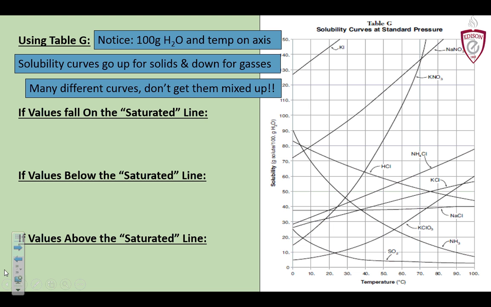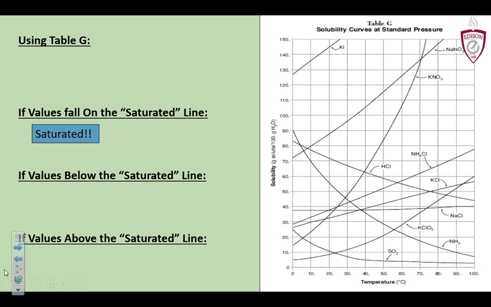Okay, let's look at how to use and interpret this chart. If you're given a problem and the value falls exactly on the line of interest, we call that saturated, because these are the saturated lines. These lines show me how much will dissolve, and if I can dissolve that exact amount, then of course that's what saturated is.